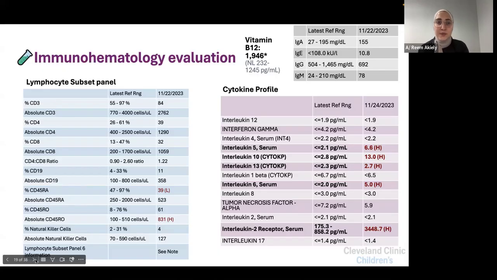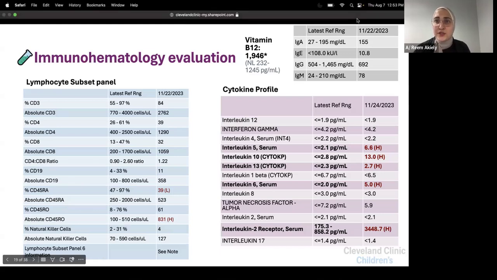In terms of the lymphocyte subset panel, it was mostly within accepted limits. However, when we sent the cytokine profile panel, we can see that interleukin 5 is highlighted because it was elevated, and interleukin 5 is one of the cytokines that drives eosinophil proliferation. This, in addition to the elevation in interleukin 10 and interleukin 13, points towards a more T helper 2 skewed balance of the T helper cells. The interleukin 2 receptor is elevated, but it's a non-specific marker of T cell activation, which might have been related to his multiple respiratory illnesses during that time of evaluation.